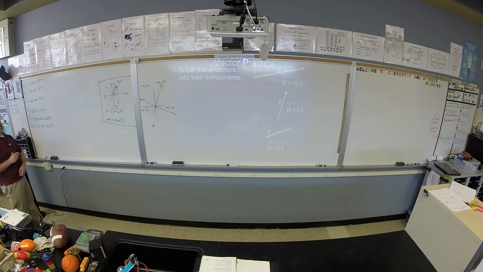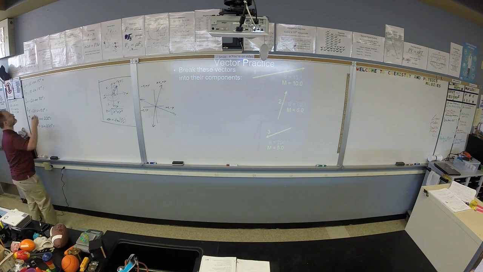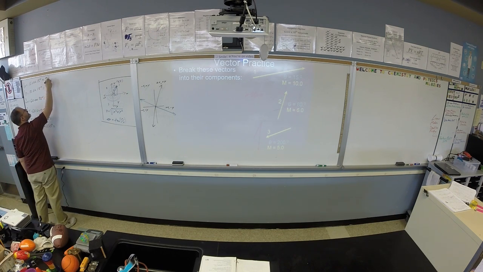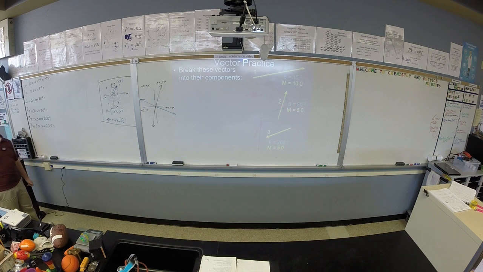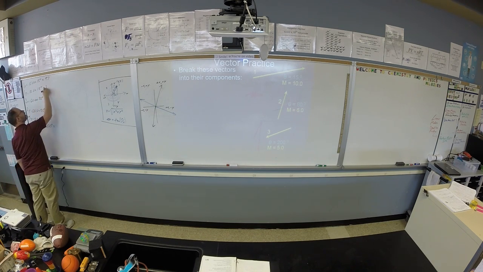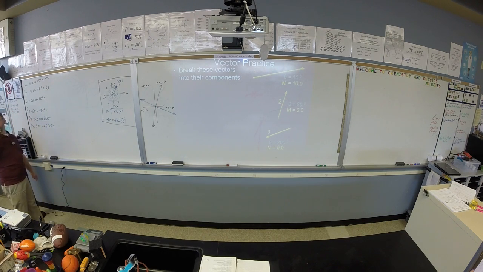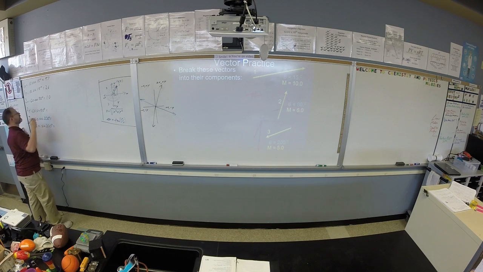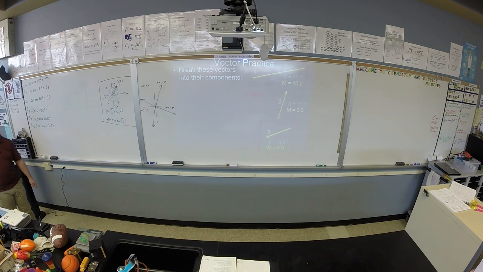Anyone have 1x yet? What is it like? 9.66. 9.7 units. Okay. Anyone have 1y? 2.59. Okay, so 2.6. Anyone have 2x? Okay, 1.04. And 2y? 5.91. 5.9.